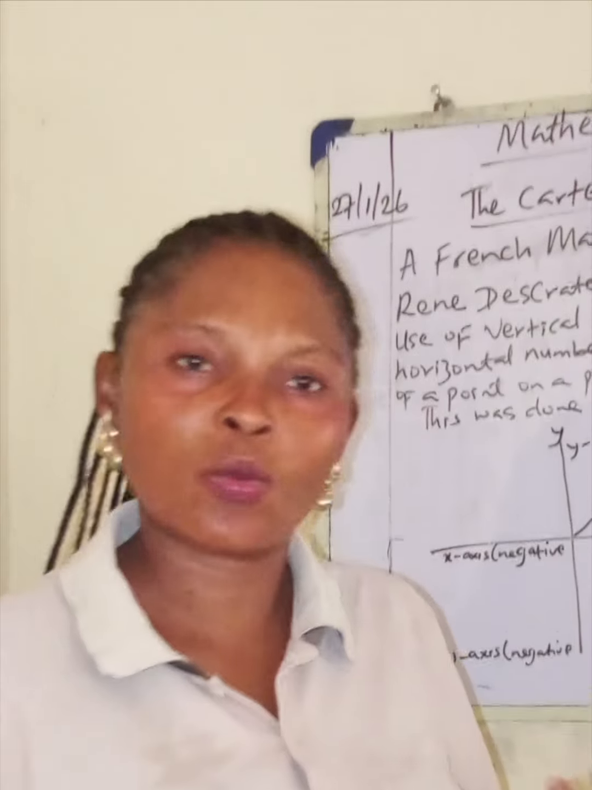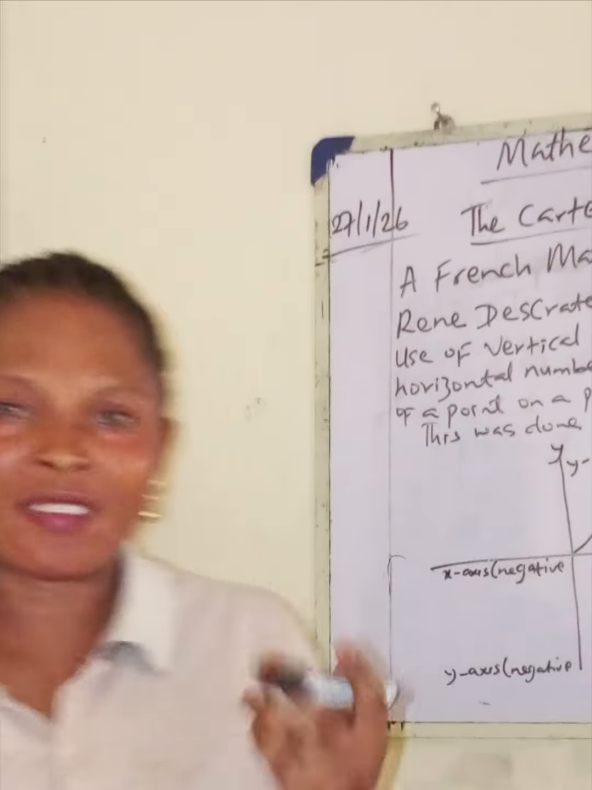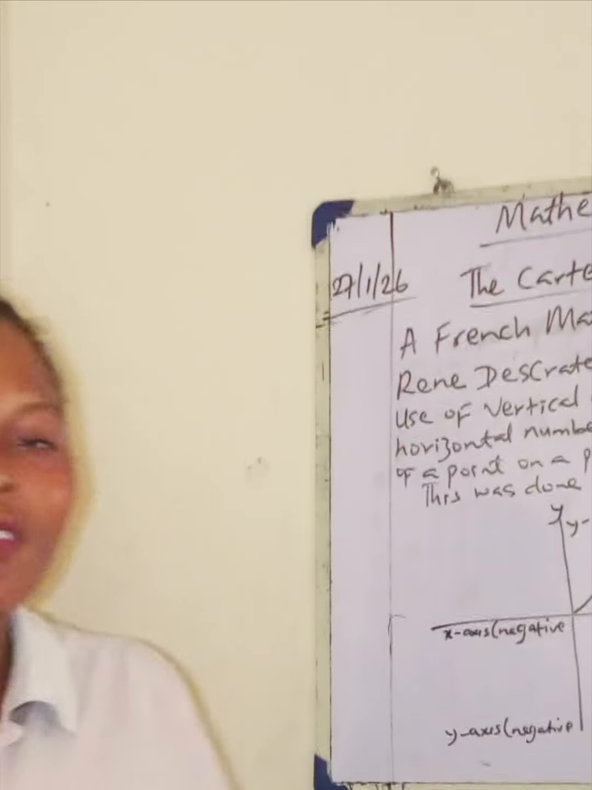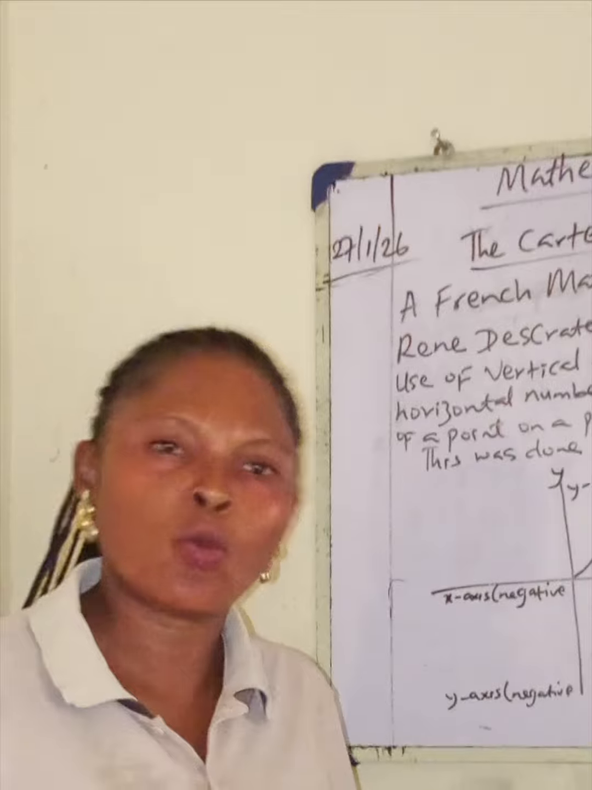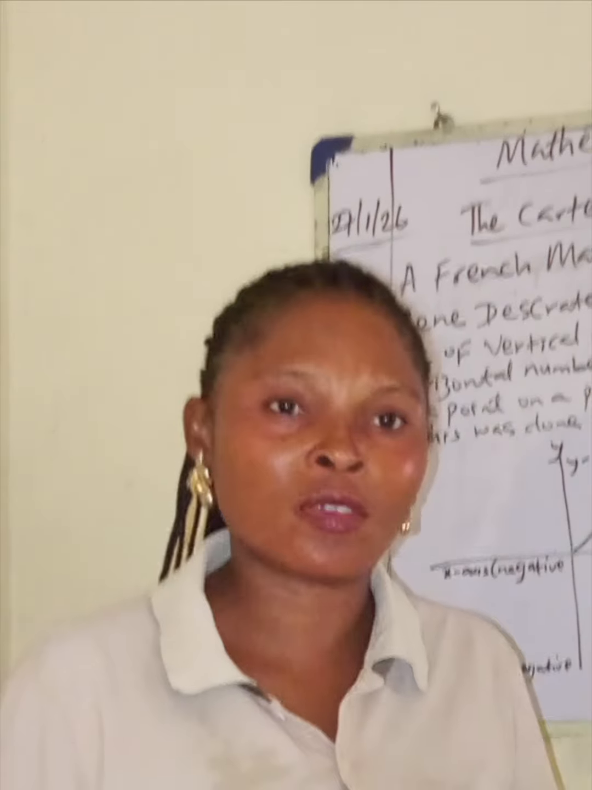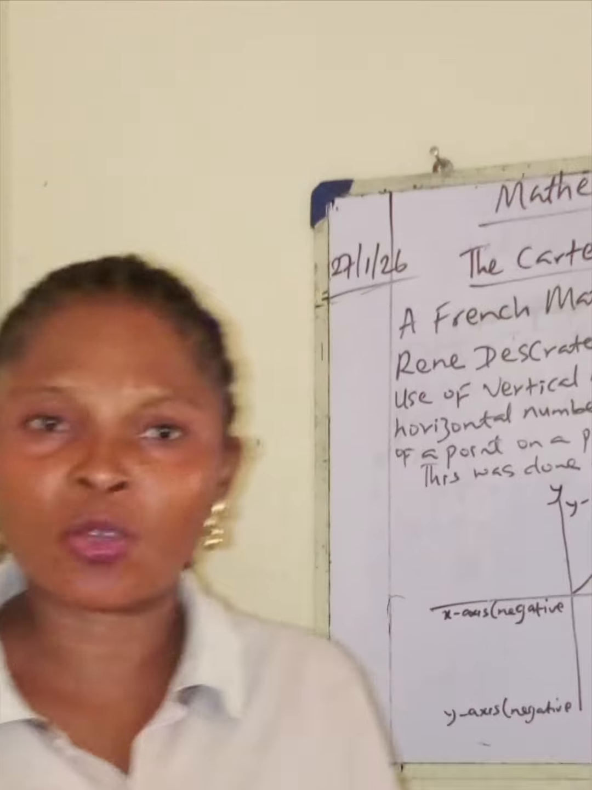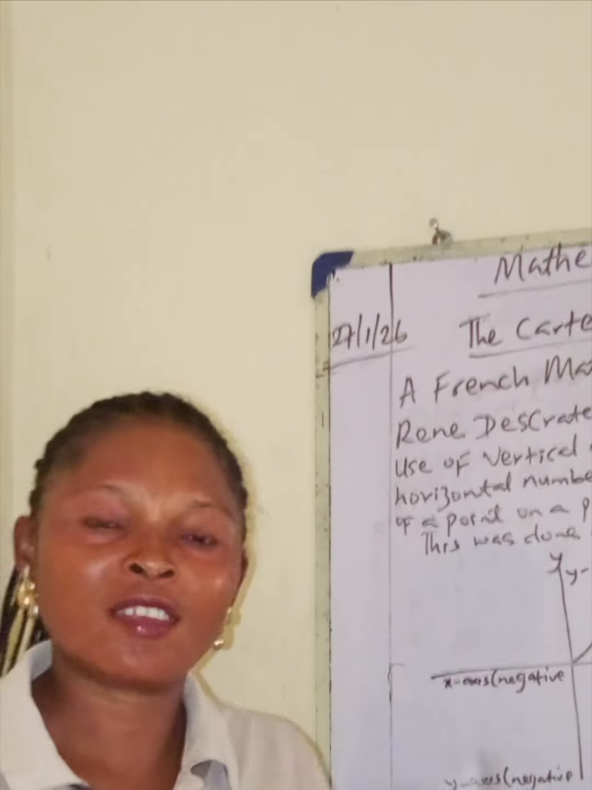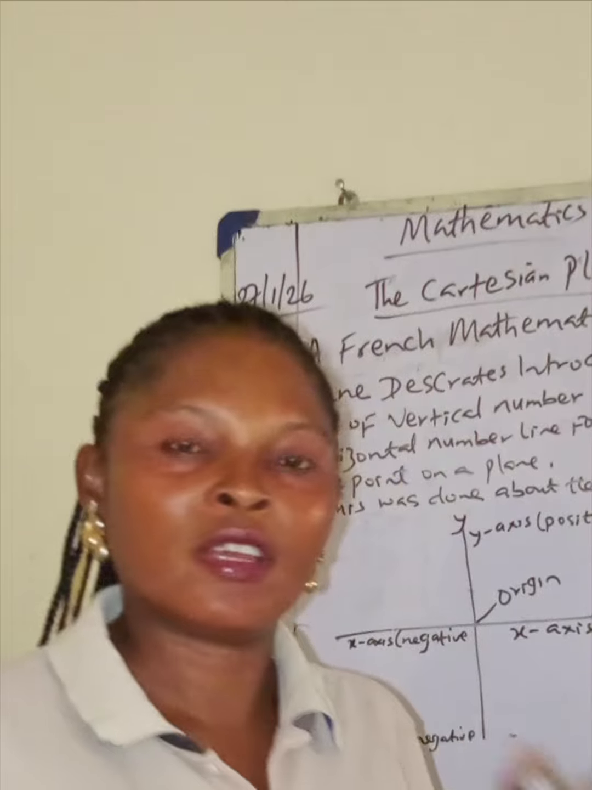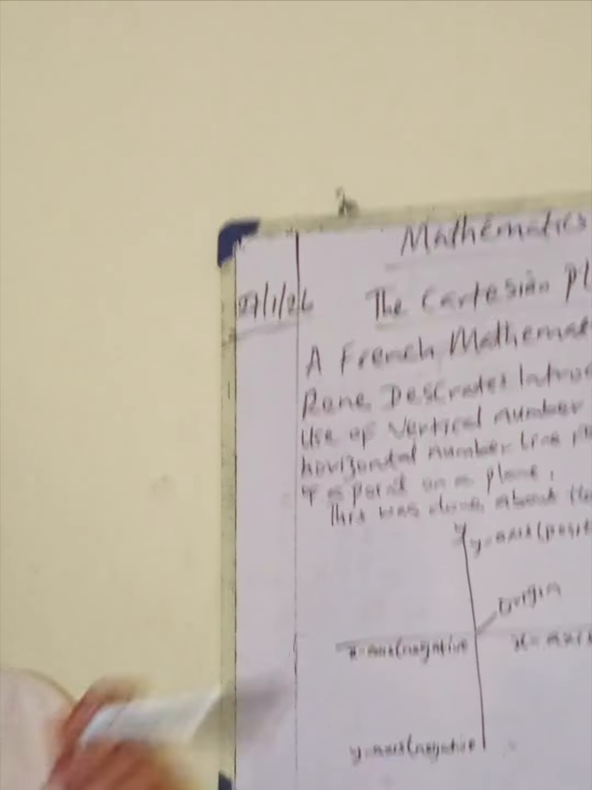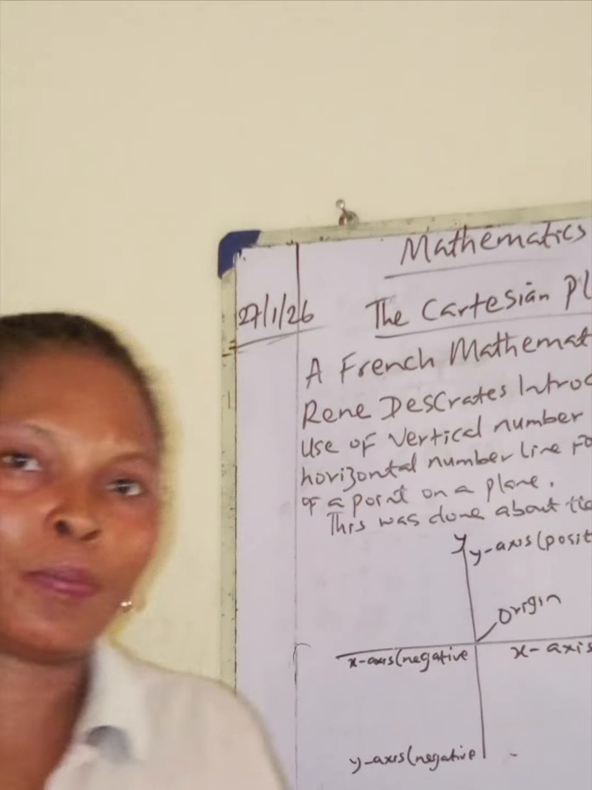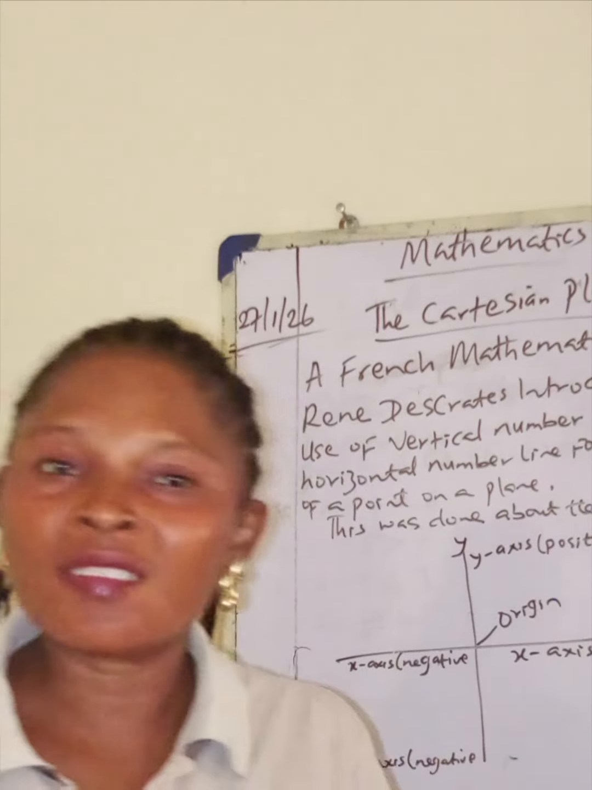When you are asked such a question, who introduced the use of a Cartesian plane? You might be asked, what do you understand by a Cartesian plane, who introduced it, and what year? That is just a simple objective question that every one of us might come across. So you know what to say: it's a French mathematician, René Descartes, that introduced the use of a Cartesian plane, which is the vertical and the horizontal number line for description of a point on the plane. And this was done in the year 1637 AD.